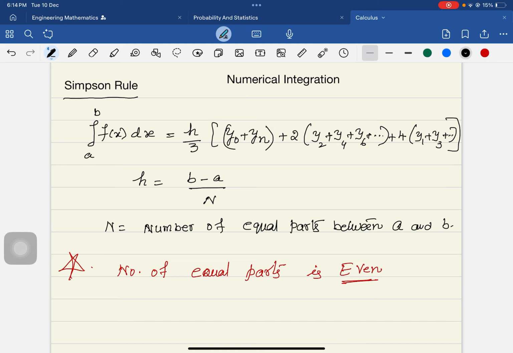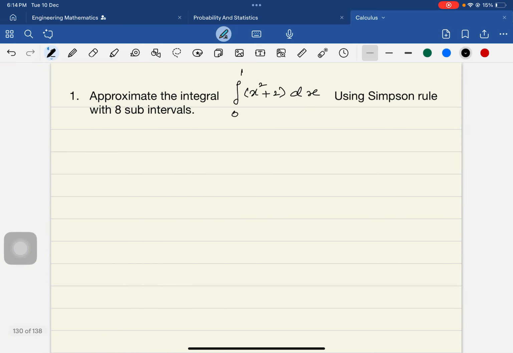Now let us solve a problem. Approximate the integral from 0 to 1 of x square plus 2 dx using Simpson's rule with 8 subintervals. This is what is given to us. First of all, we write down the function: f of x is y, and y is given by x square plus 2. Now the limits: a, the lower limit, is 0, and b, the upper limit, is 1.